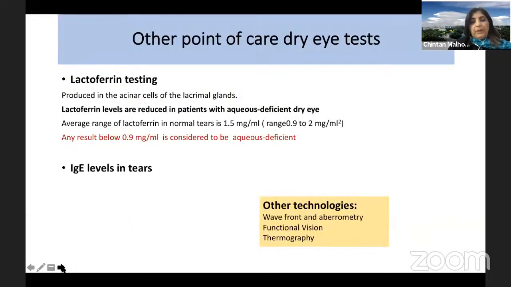We have a lot of other point of care dry eye tests, for example, lactoferrin testing, which is done somewhat similar to this MMP9. Lactoferrin levels are reduced in patients with aqueous deficient dry eye, and any result below 0.9 is considered to be aqueous deficient. IgE levels can also be measured, and this would be helpful more in allergic disorders. There are a lot of other technologies. As we know, the tear film is the first ocular refractive surface, and we can do wavefront aberrometry, which is altered. Aberrations are higher in dry eye, and functional vision and thermography are something which are coming into vogue, but I still think they remain more in the realm of research than routine clinical practice.